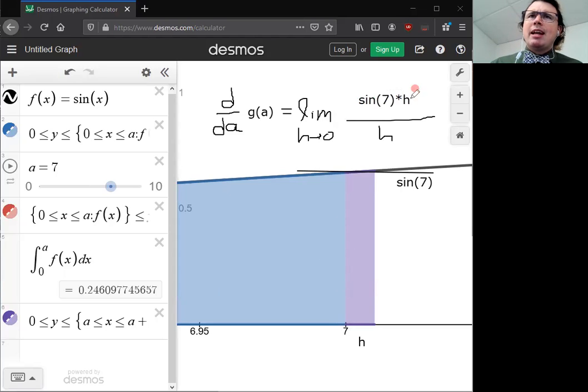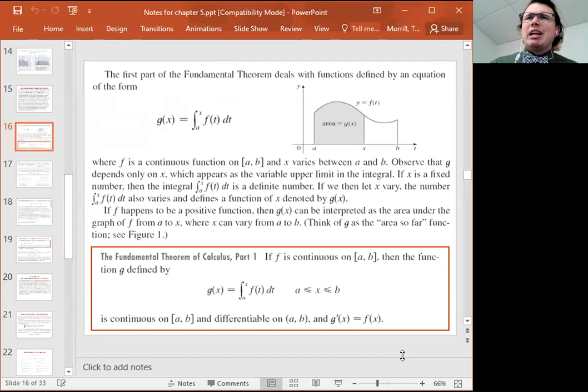If I've got an h on the numerator and an h on the denominator, those are going to cancel each other. So this change is approximately the value of the function that I have inside the integral. So this is a really interesting thing and very important too for studying functions and studying integrals.